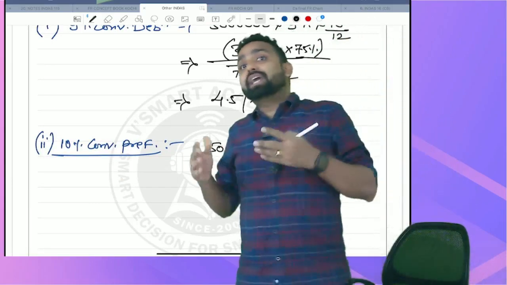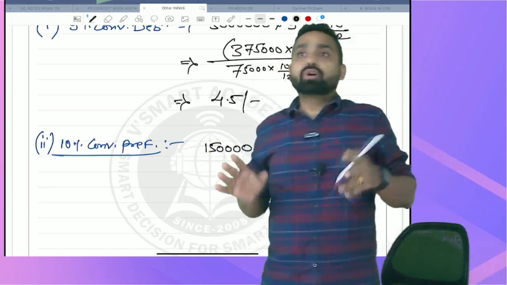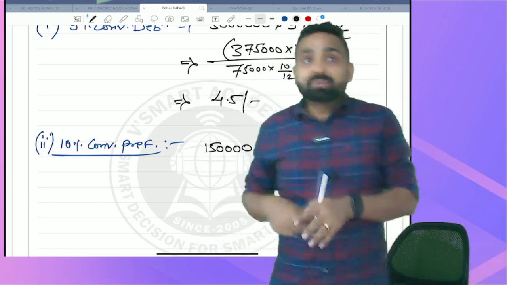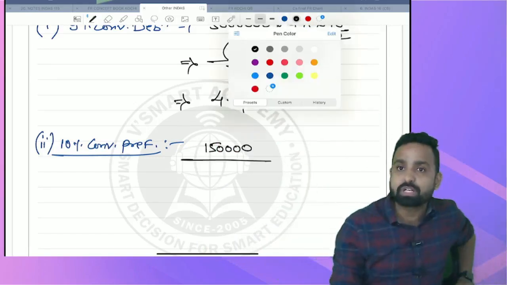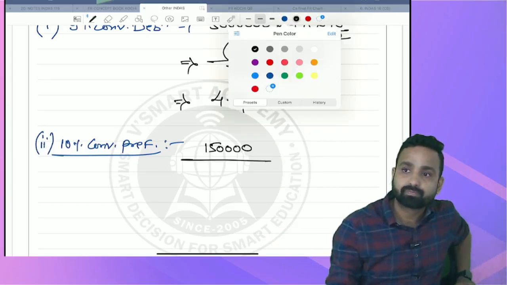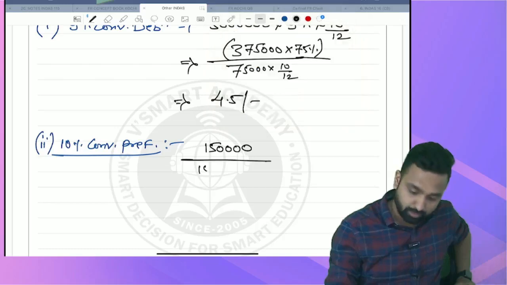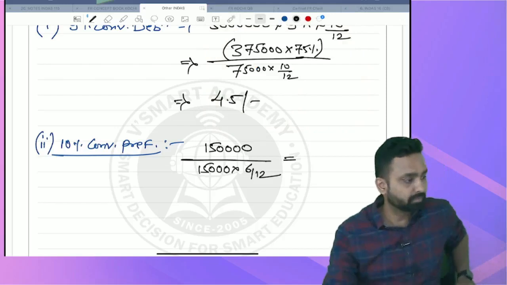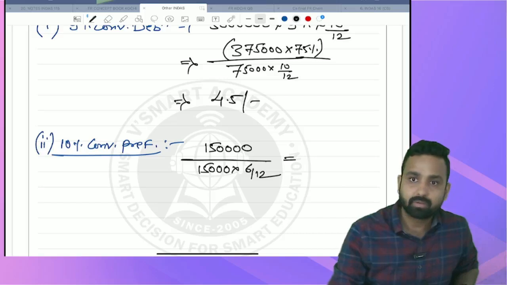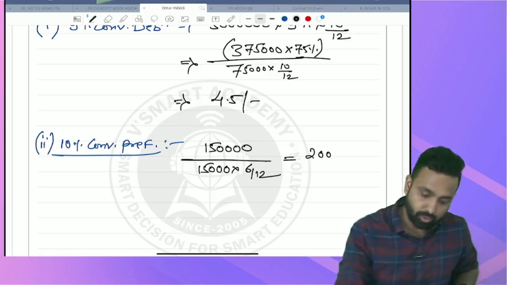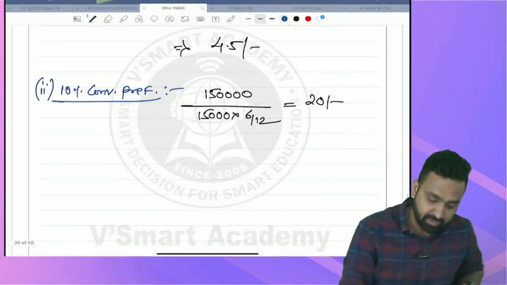Suppose they are equity from the very beginning. So our dividend would be saved, so it will increase the earning of the equity. 150. And how many potential shares are there? 15,000 into 6 by 12 potential months. Tell me. 20. All right. The next one.